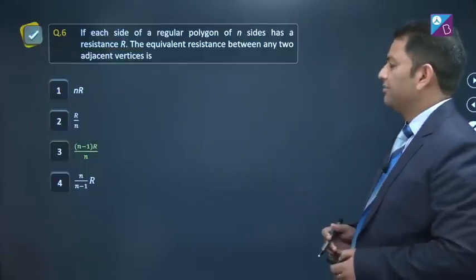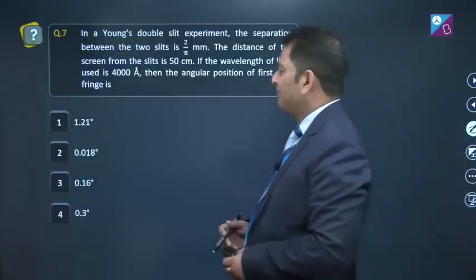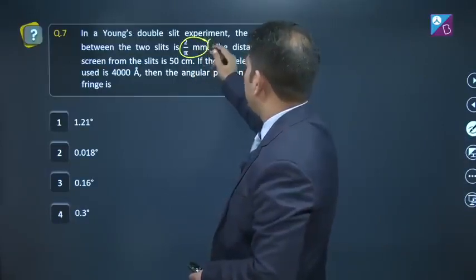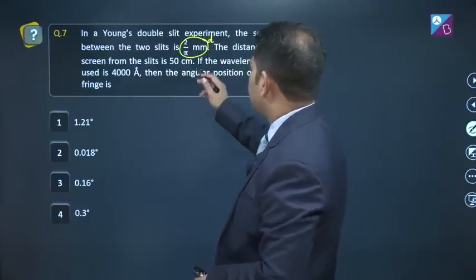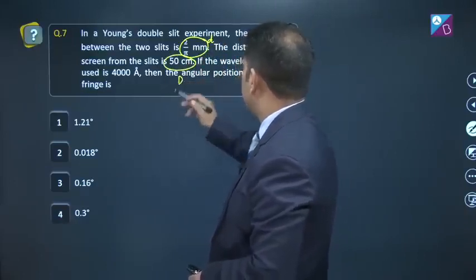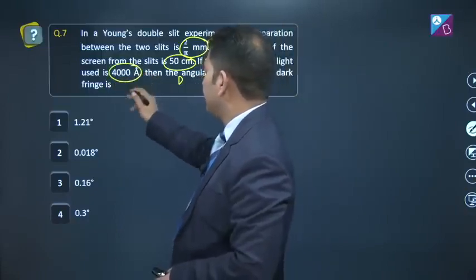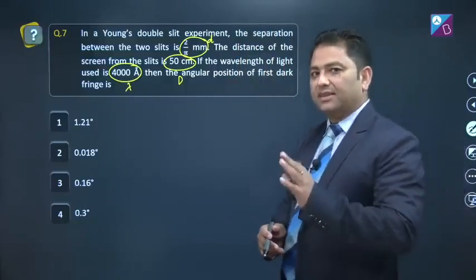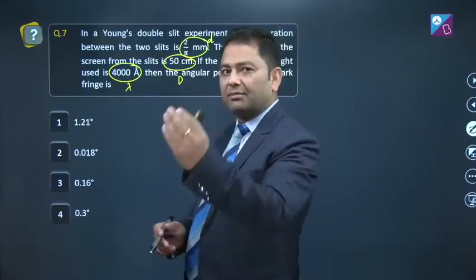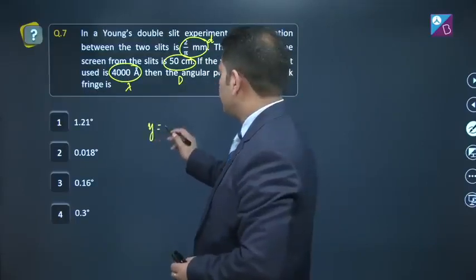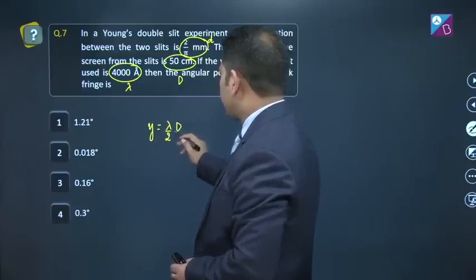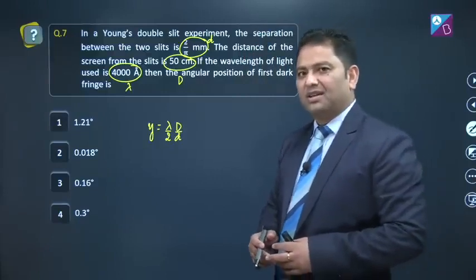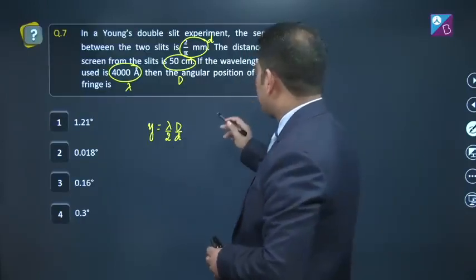Option number 3. Question number 7, what does it say? In a YDSE, the separation between the two slits, that is small d. Distance of the screen from the slit is capital D. Wavelength of light is given. We have to find the angular position of the first dark fringe. Tell me, where will the first dark fringe be from the center? So that will be y equals lambda by 2 multiplied by D by d. First dark fringe, so the path difference value is lambda by 2. But we need to find its angular position.